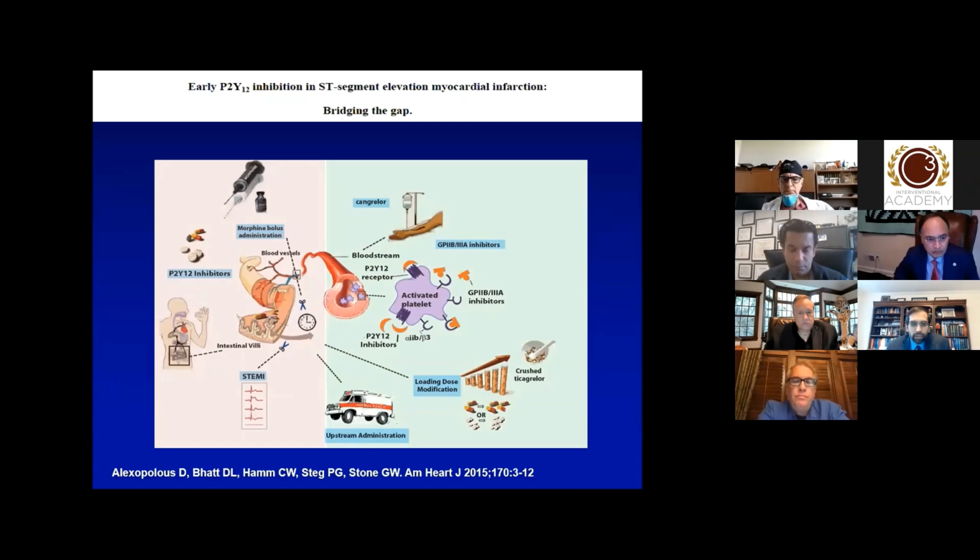Even in the elective situation, most US labs I've scrubbed in are giving a combination of benzodiazepines and intravenous opiates for the sake of patient comfort and sedation. So that's a real issue. Might things like crushing the ADP receptor antagonists make a difference? Well, Dr. Gibson will address those issues.